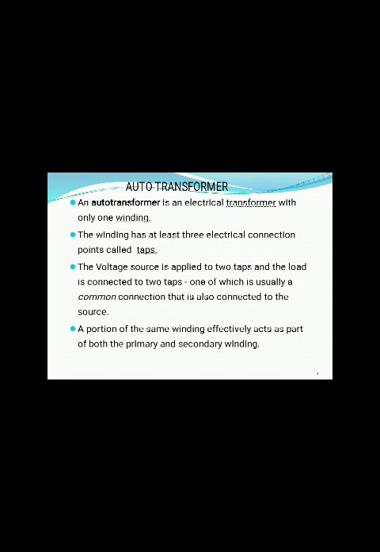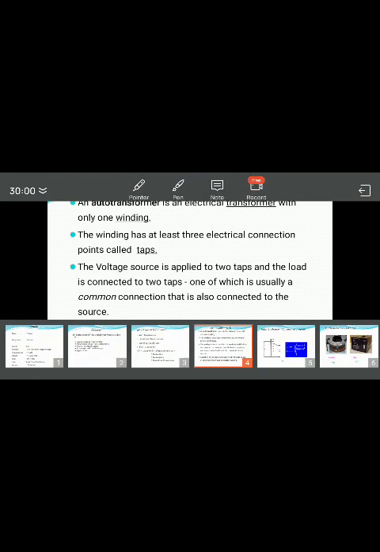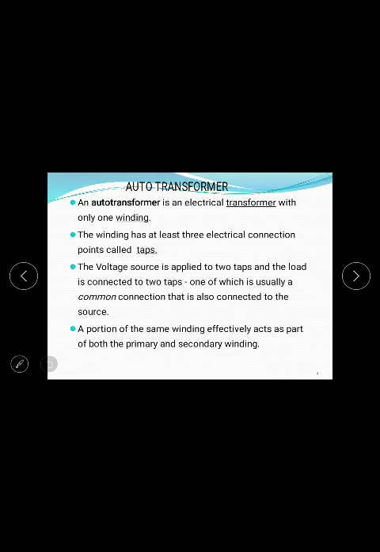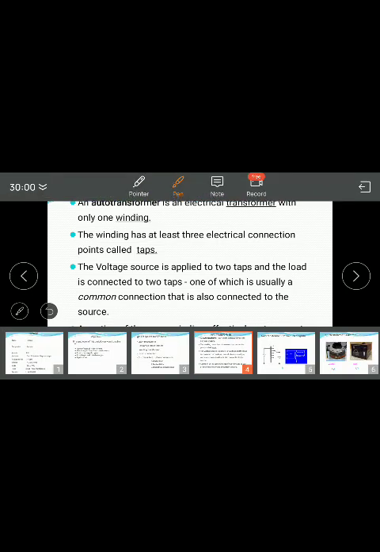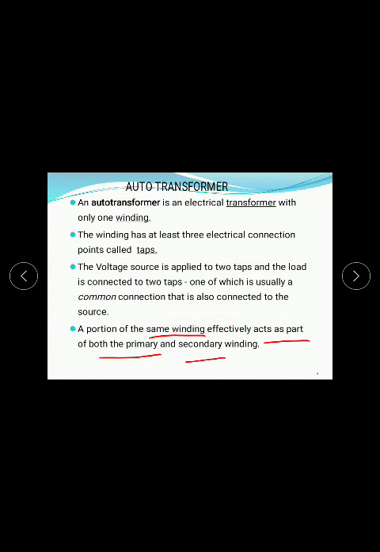A portion of the same winding effectively acts as part of both the primary and secondary winding. Here, the same winding acts as part of both the primary and secondary winding.